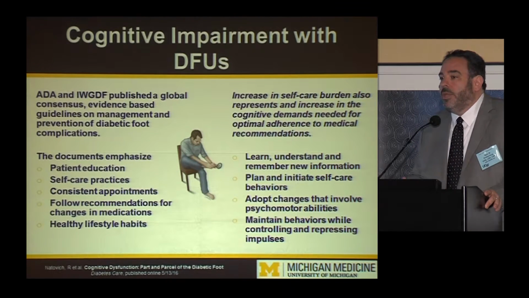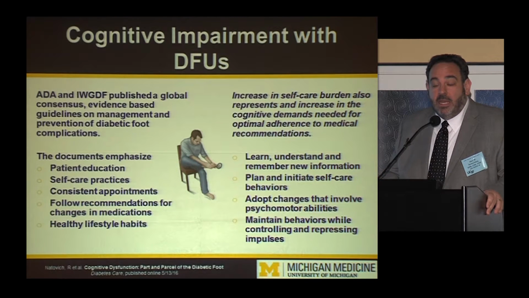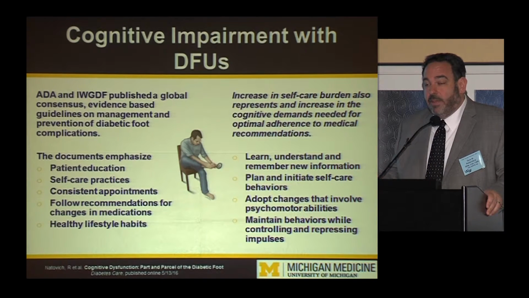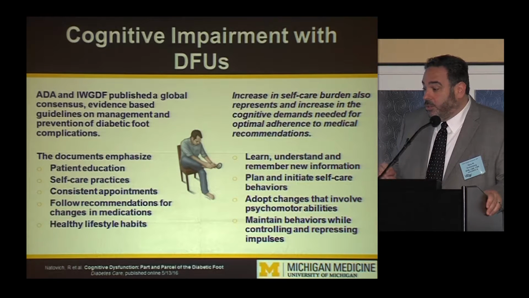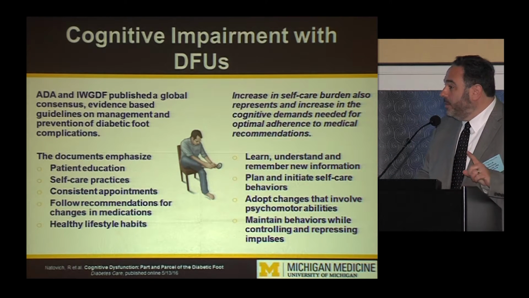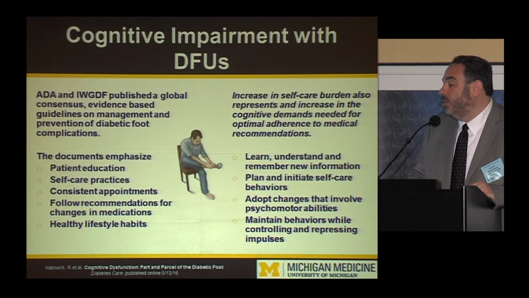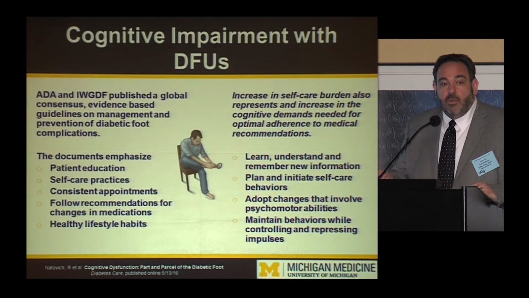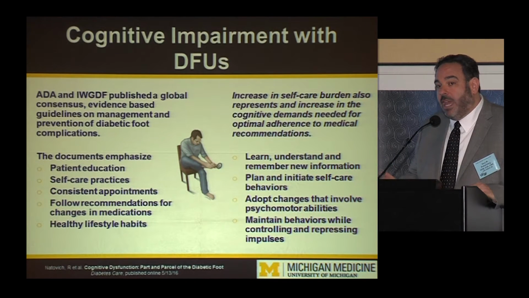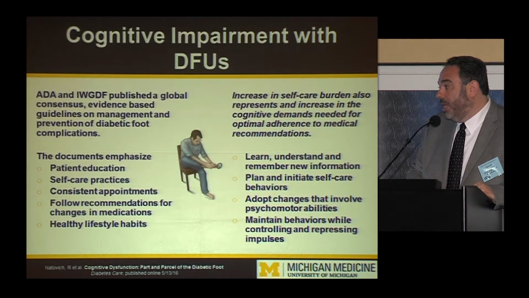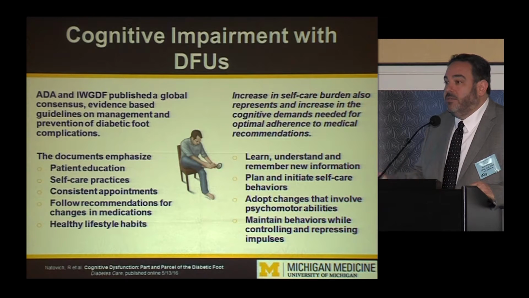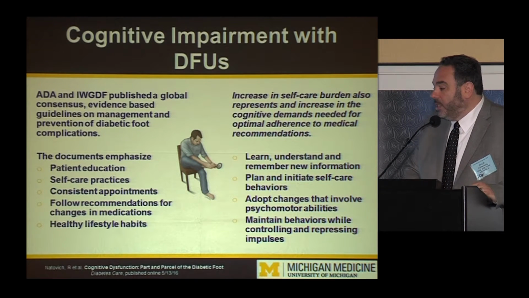So here's another more recent study. I've always talked about, I thought my patients not only had neuropathy in their feet, but they had neuropathy in their brains because they don't do what we ask them to do. But this, we may not be so far off from the truth. So this study focuses on the American Diabetes Association and the International Working Group on the Diabetic Foot, and their recommendations, which include self-care, foot examinations, adherence to recommendations for complex wound care. All of these things are very high cognitively ordered things that we're asking our patients to do.